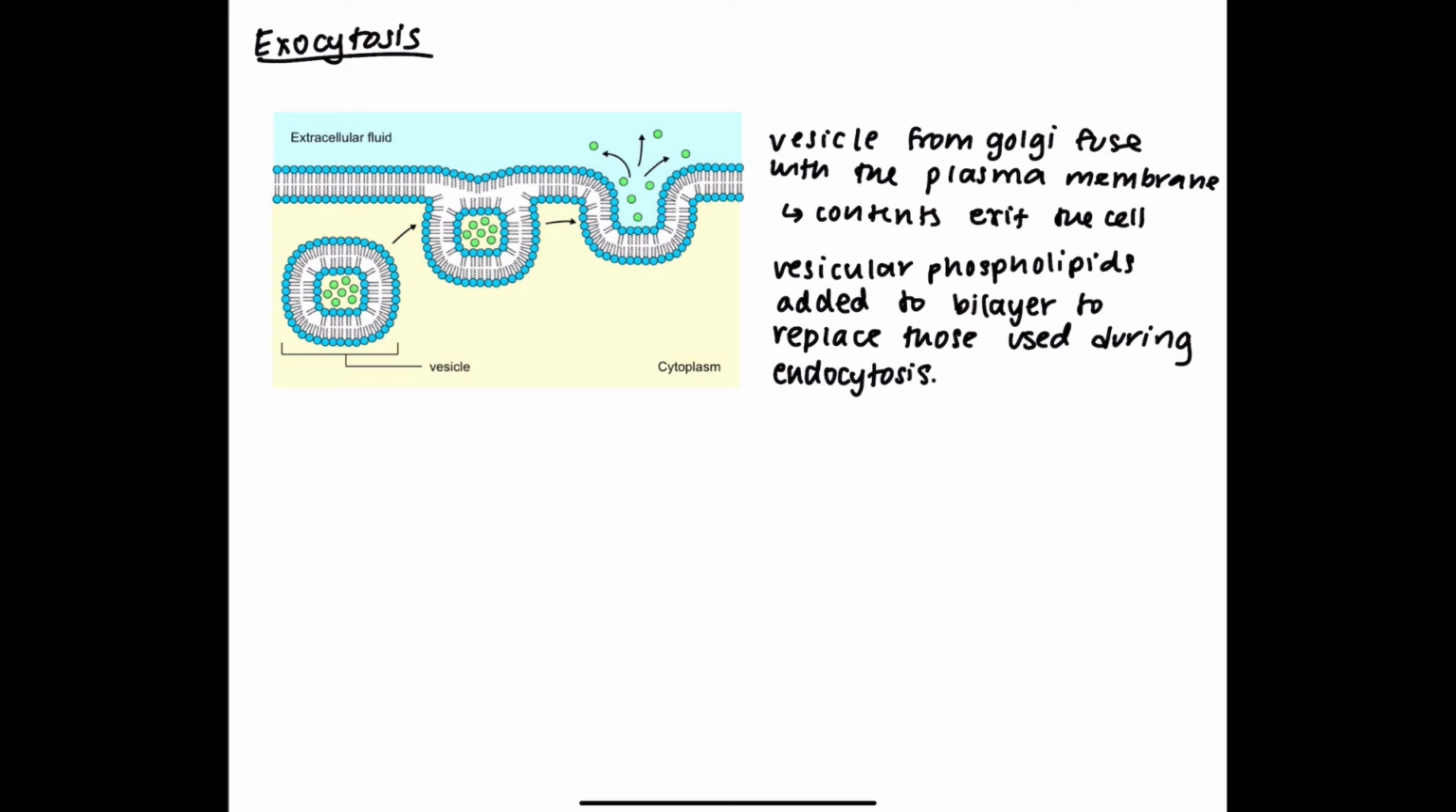Lastly, we have the process of exocytosis, which is where large substances exit the cell. Here's a diagram of what occurs. Basically, there are vesicles derived from the Golgi, which fuse with the plasma membrane, like over here, and this allows the contents to be expelled from the cell. The vesicular phospholipids, these ones, are then added to the bilayer to replace the phospholipids used during endocytosis.